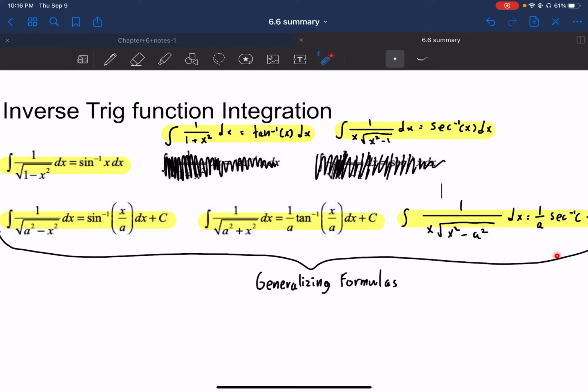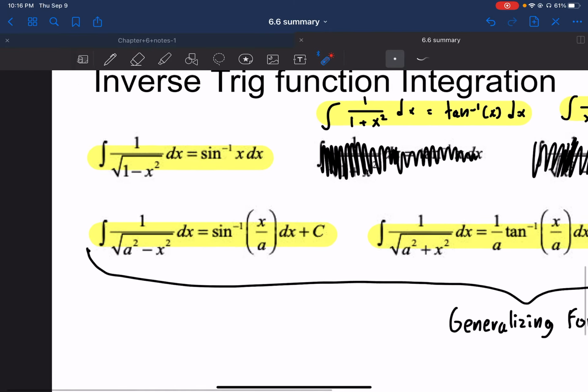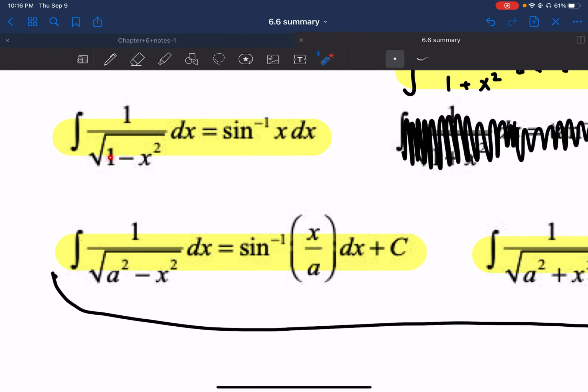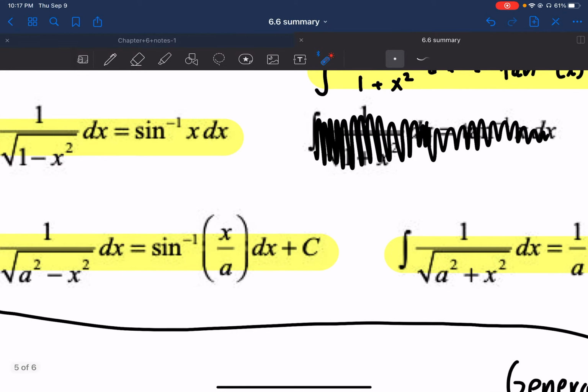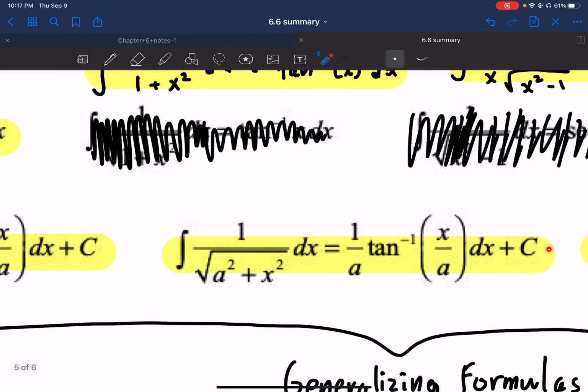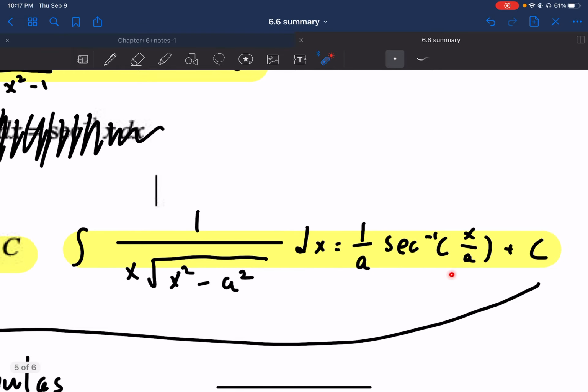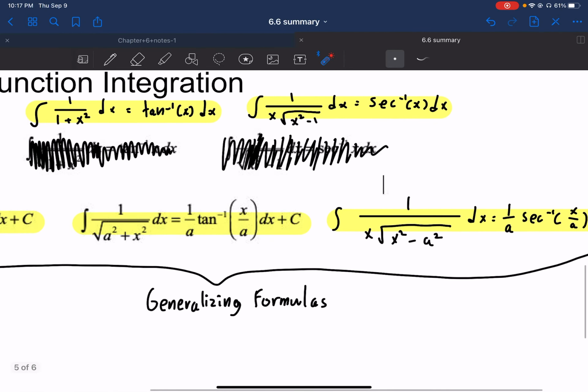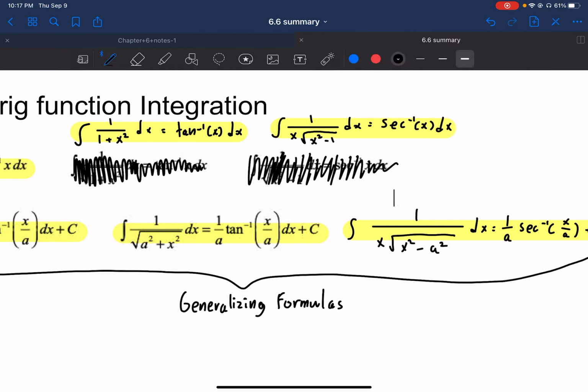These three formulas down here are the generalizing formulas. So in the case of when we don't have this one right here, but you're able to simplify the formula so that it becomes this form of the integral, then you could just go ahead and use these to figure out the antiderivative. And we'll go over an example of that in the next slide.